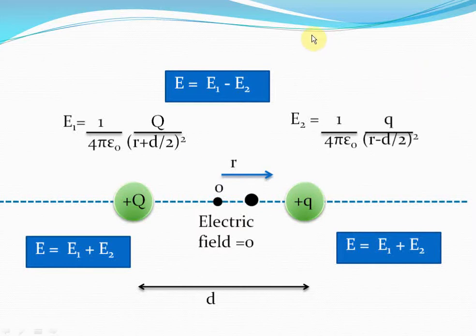So E1 minus E2 will be the field inside these two charges, and the field outside will have a magnitude E1 plus E2 and E1 plus E2. It will of course be directed in opposite directions. So the field here will be directed towards the right in the positive x direction, and the field here will be directed towards the left in the negative x direction.